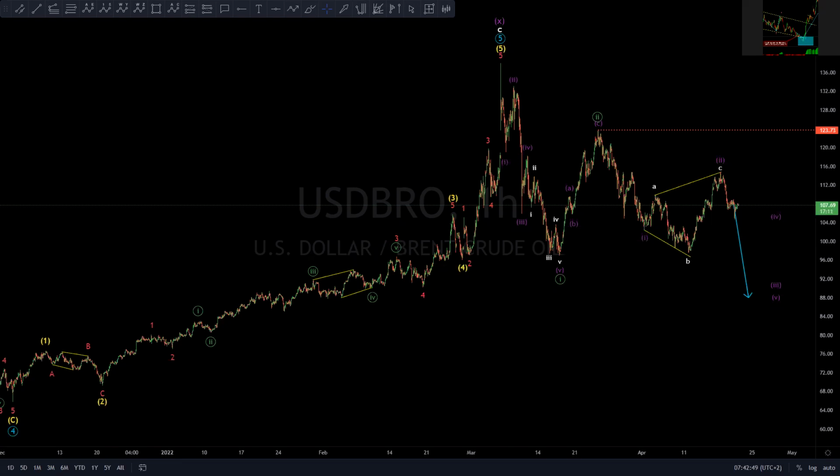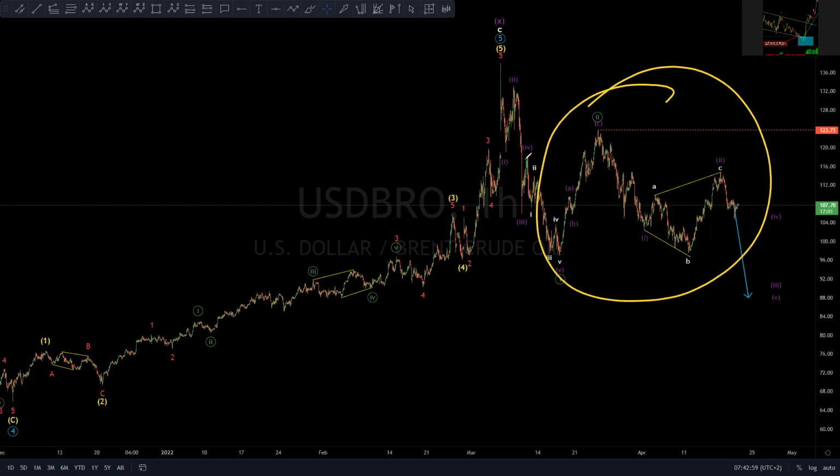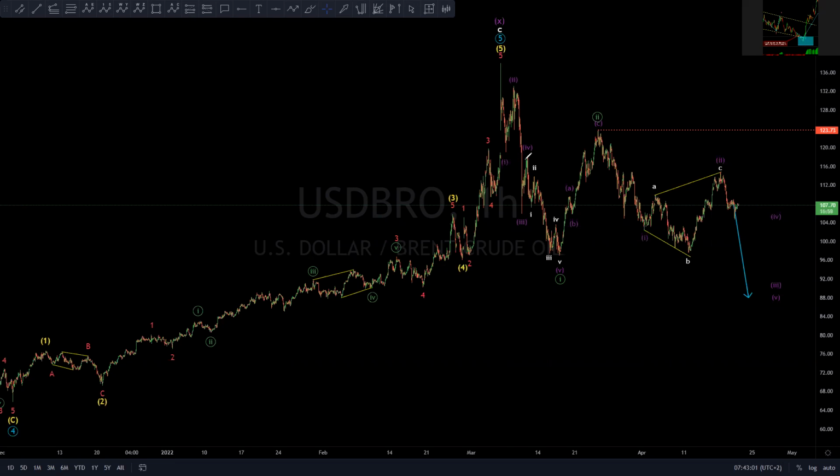We take a look at oil, US Brent crude oil there. We're looking at this structure in particular here, taking into account the proposal that we make that wave 5 of 5 of 5 of C of X in the supercycle degree is done. And if that is correct, then we are within wave Y of the supercycle degree.